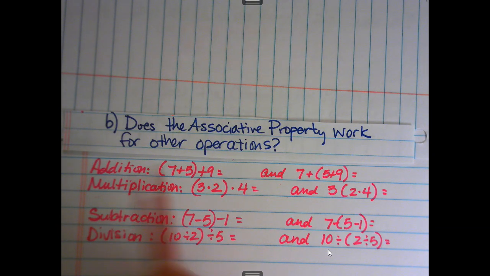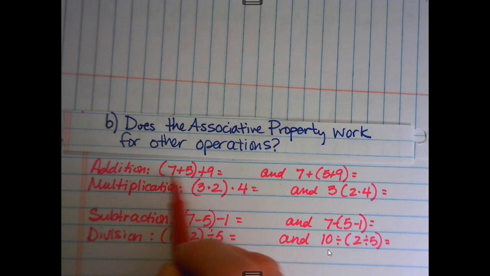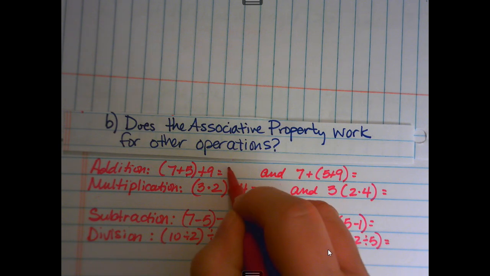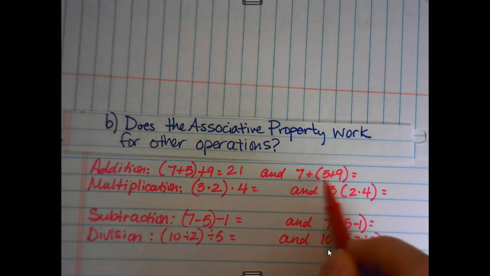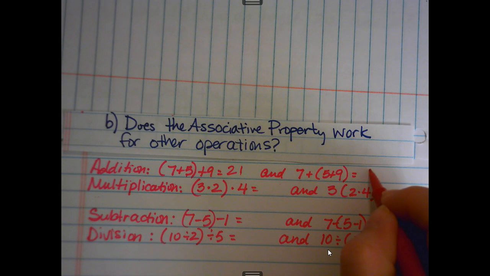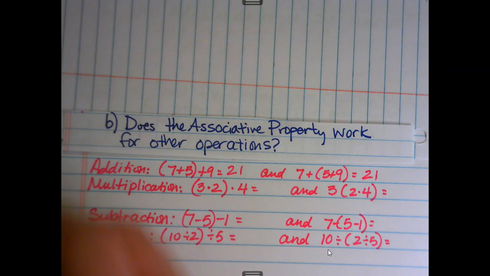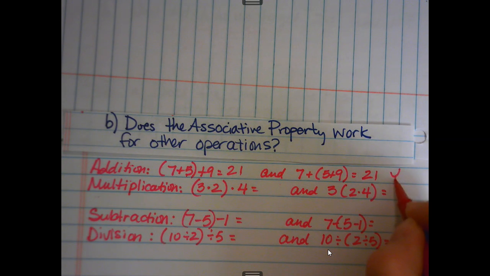Here I have addition, and I would do what's in the parentheses first. So this is 12 plus 9, which gives me 21. Here I do what's in parentheses first, and I do 5 plus 9, which gives me 14, plus 7 still gives me 21, even though they're grouped differently. So this is a yes.